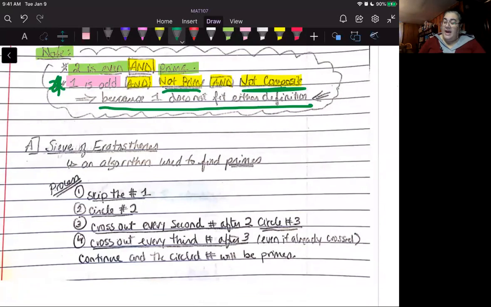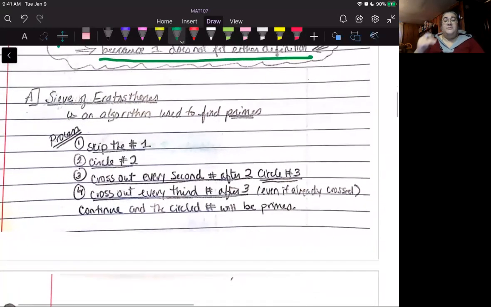There is an algorithm that was developed called the sieve of Eratosthenes, and this sieve of Eratosthenes is defined as an algorithm that is used to find prime numbers. This here is the process of doing so, okay? But I'm going to take you through it in a minute. Let's read through what that process is. First of all, you skip the number 1 because, as we said, the number 1 falls into neither prime nor composite, so we have to skip it.